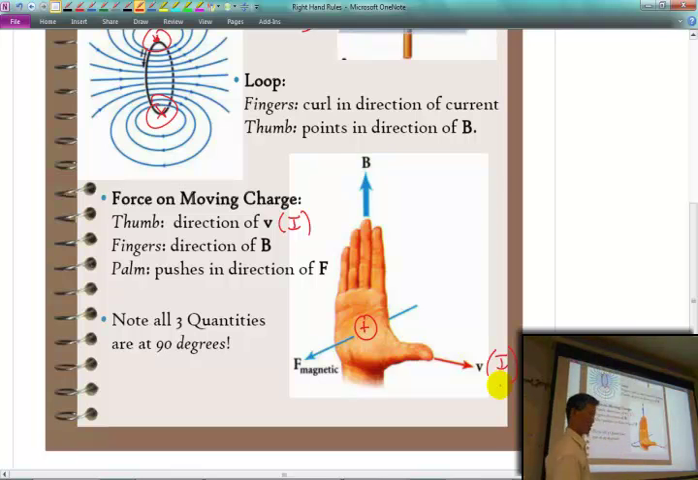So let's do a simple example here, right? If I have a proton, a positive charge, okay, and let's say it's coming out of the screen, this way, and there's a magnetic field going to the north, it's going to feel a force then, which way? To the what? To the left there, okay? To the west, or whatever, if you want to think of it that way.